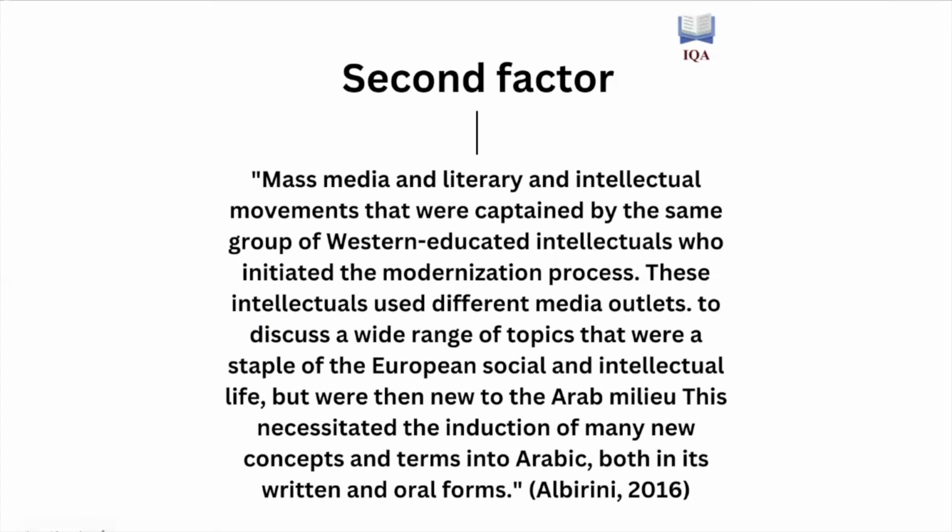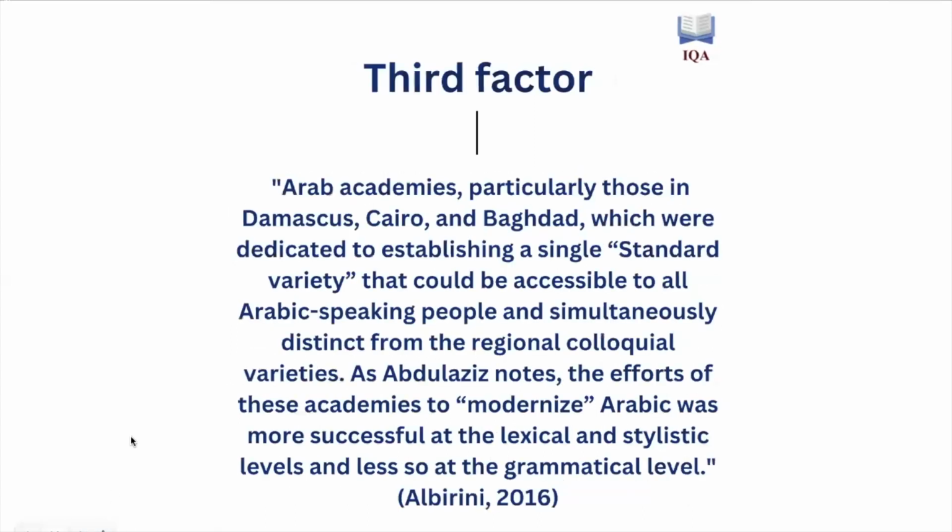Now, at the same time, this is also a major factor: Arabic academies, particularly those in Damascus, Cairo, and Baghdad, were dedicated to establishing a single standard variety that could be accessible to all Arabic-speaking people and simultaneously distinct from the regional colloquial varieties. So obviously we have Fusha, we have Classical Arabic. Classical Arabic is used in the religious circles, right? It's used as a liturgy language for the Quran and so on and so forth. But in daily life, people were speaking these dialects that we just covered.